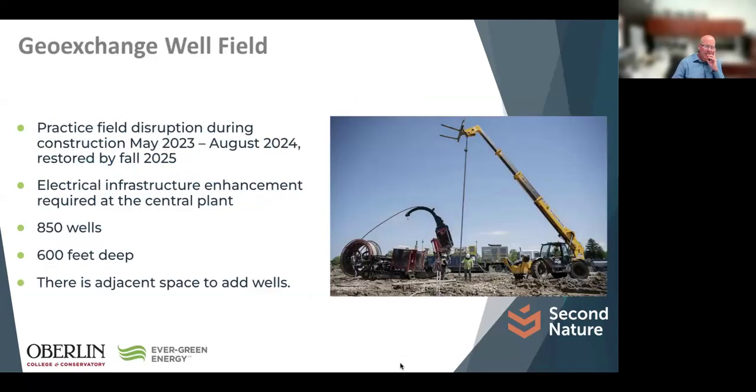The Geo-Exchange system itself, we started construction of that in May of 2023, and we have just wrapped up the bore field installation. We're restoring what was and will be the intramural practice fields, which is where the Geo-Exchange system is. Again, I noted we drilled 600 feet deep on 850 wells, and we left some space and accommodation to grow that well field, that bore field, if it ever becomes necessary.